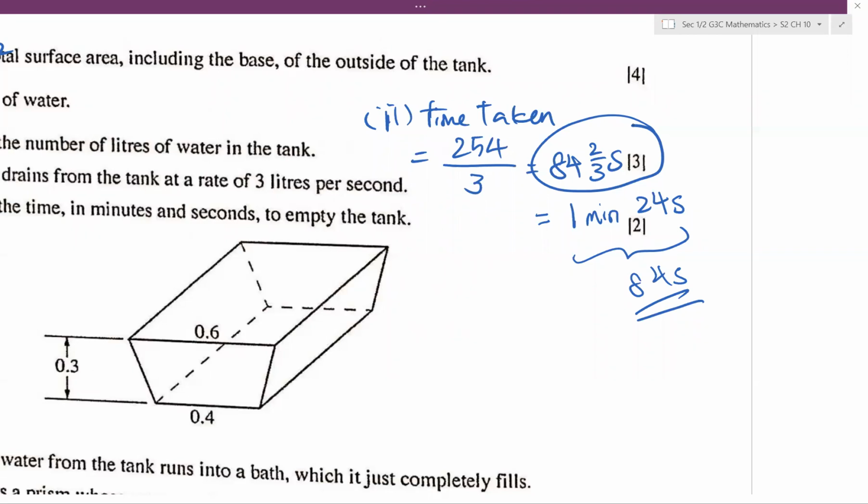You have to round off. So this is rounded off to become 1 minute 25 seconds.